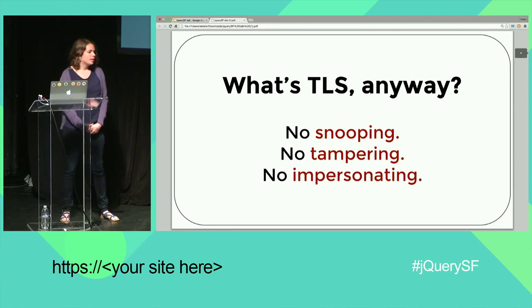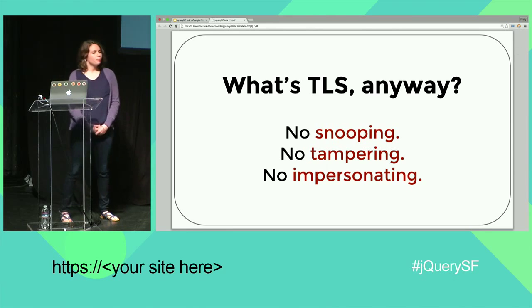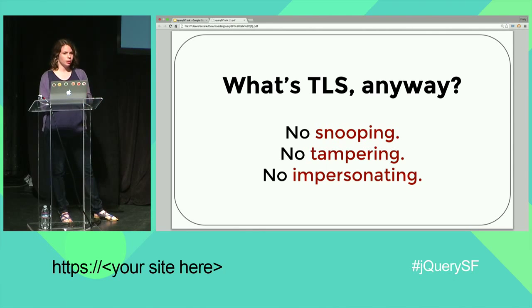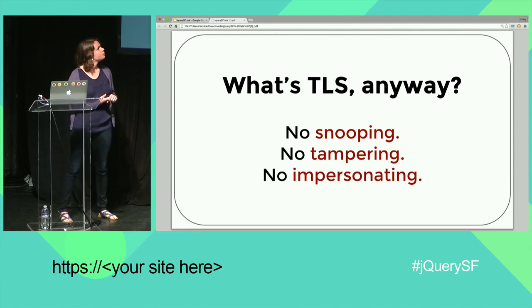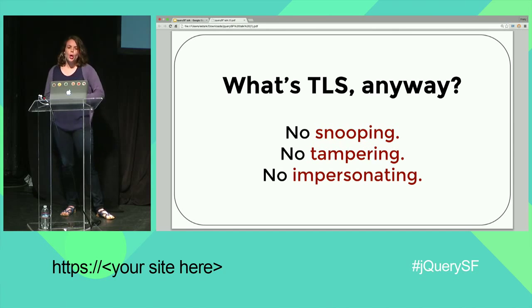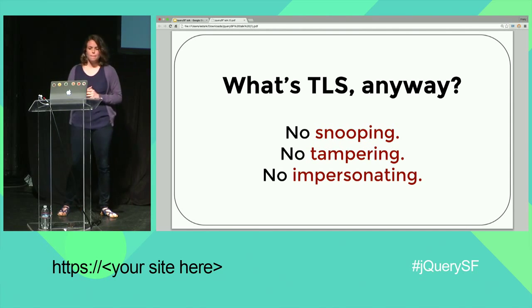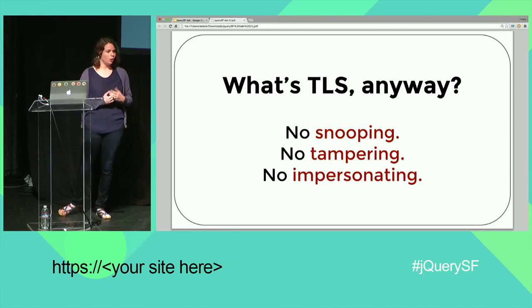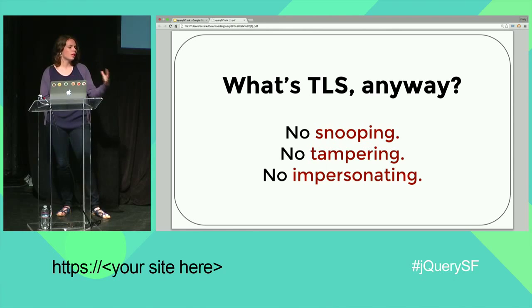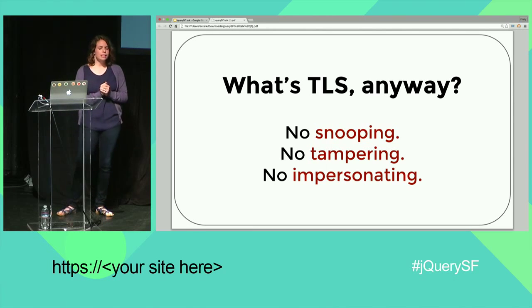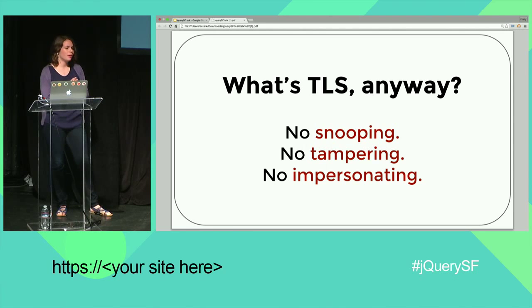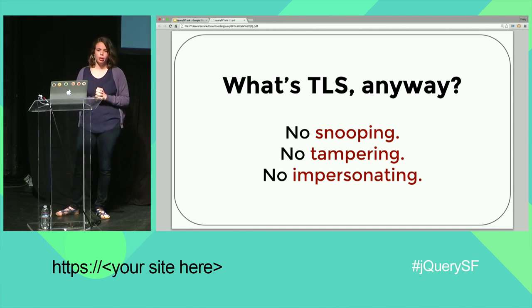What do you get from this encryption and this authentication? There are three concrete properties that TLS gives you. The first is no snooping. When you are sending traffic from a client, like a web browser, to a server, the TLS protocol being used to encrypt communications between the client and the server is preventing an attacker from sitting in the middle of that connection and eavesdropping on the data that's being sent between these two parties.